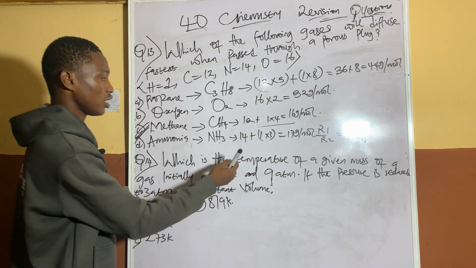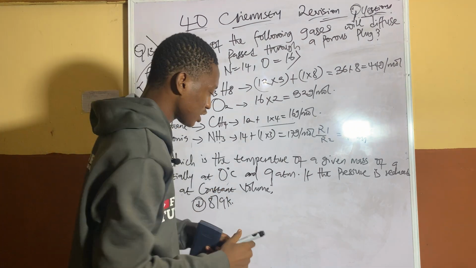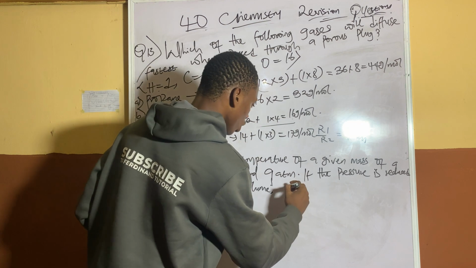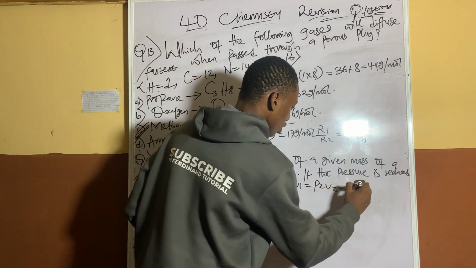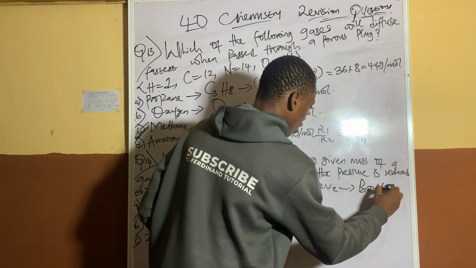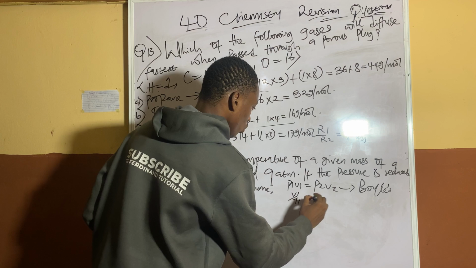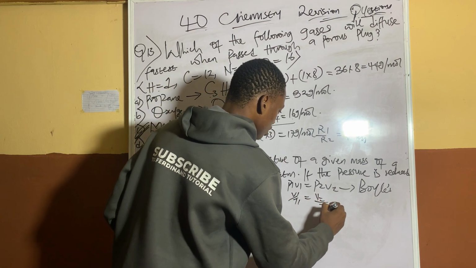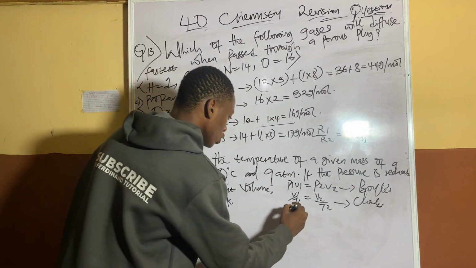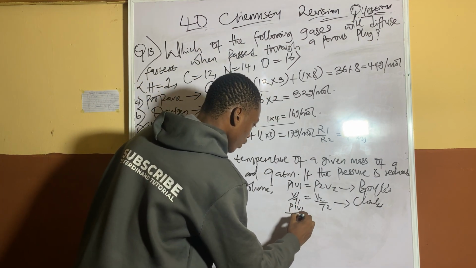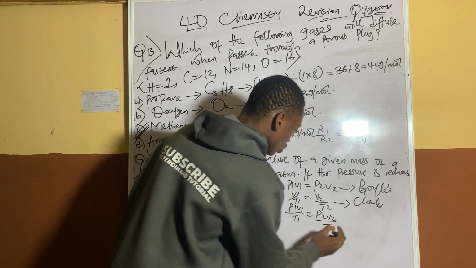If you look at gas equations, there are 3 important gas equations I want us to look at as beginners here. We have Boyle's law, which is P1V1 equals P2V2. Then we have V1 over T1 equals V2 over T2, which is Charles's law. And we have the combined gas equation, which is P1V1 over T1 equals P2V2 over T2.